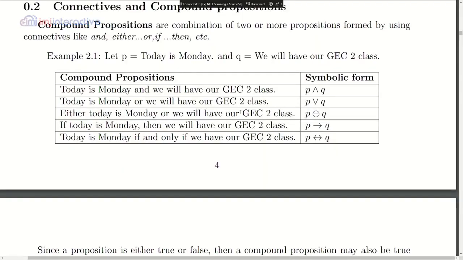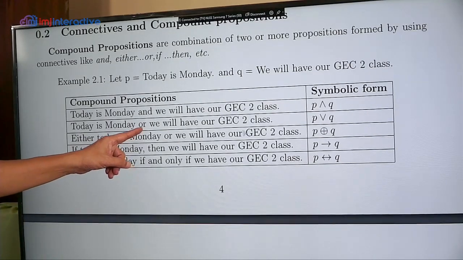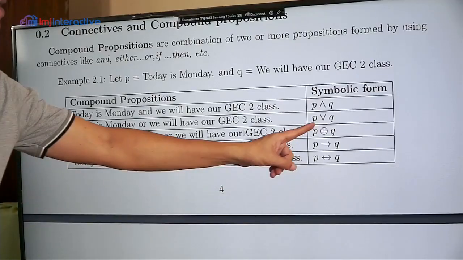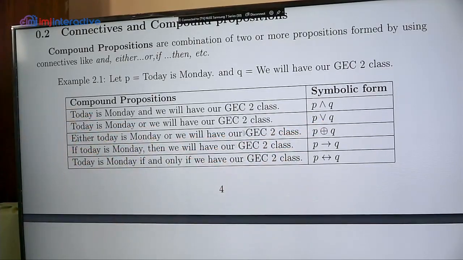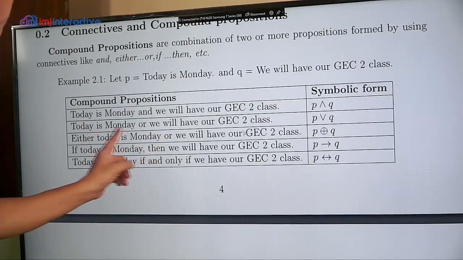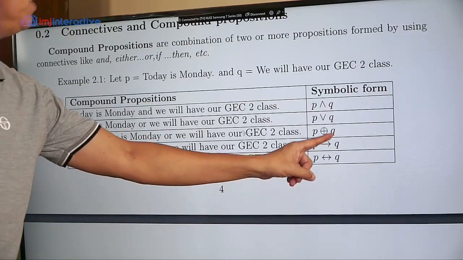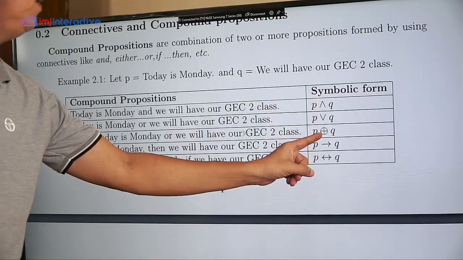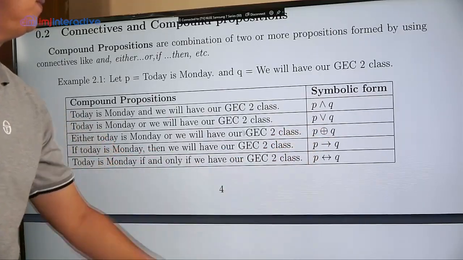Today is Monday, or we will have our GE2 class. Or, that is inclusive or. So the symbol for that is V. Either today is Monday, or we will have our GE2 class. Either or. This is an exclusive or. The symbol for an exclusive or is a circle with a plus inside.